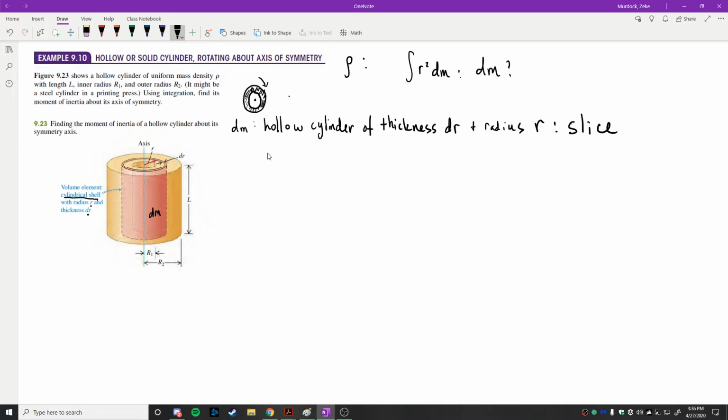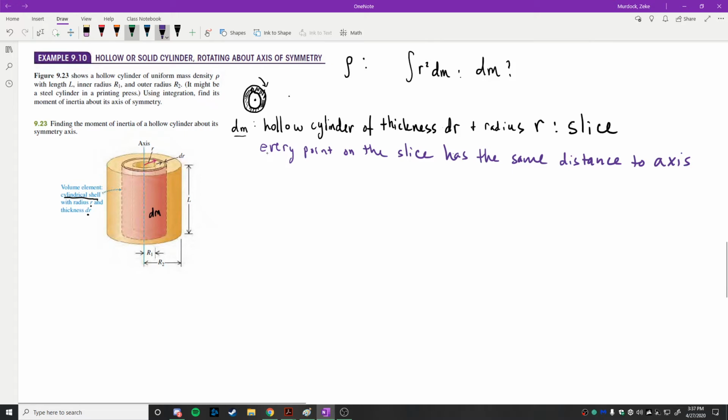Notice that every point on this slice that we're making here has the same distance to the axis. Can you guys see that? Probably should even write that down. Every point on the slice has the same distance to the axis. Can you guys all see that? That's really important.